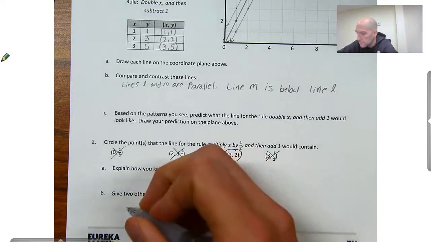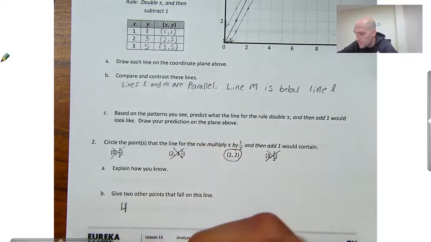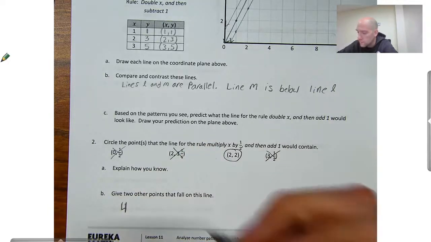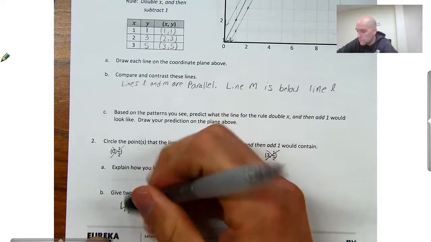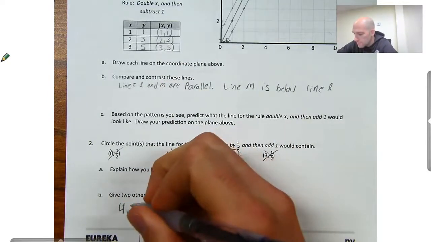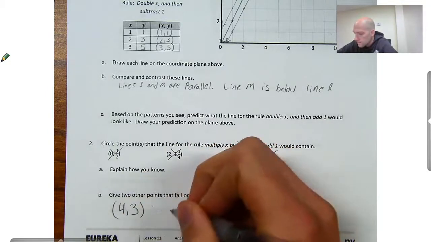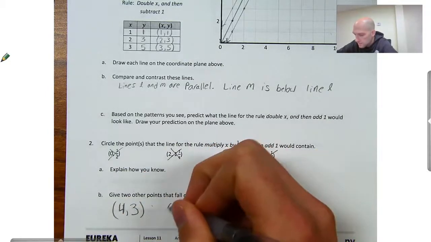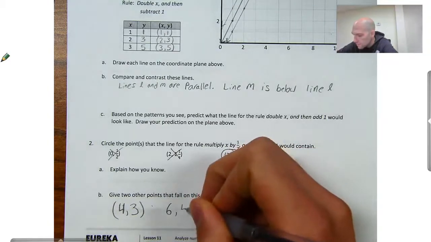So let's do 4 as our first x value. 4 times 1/2 is 2, plus 1 is 3. So (4, 3) would fall on that line. And then we can do 6. 6 times 1/2 is 3, plus 1 is 4. (6, 4).